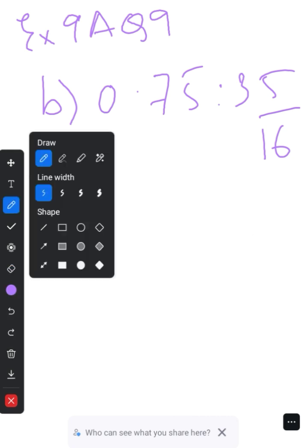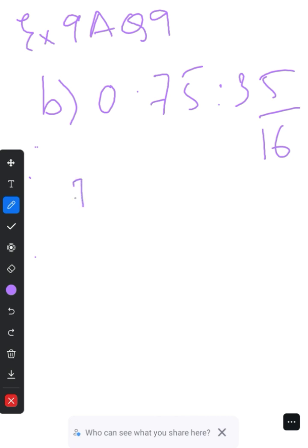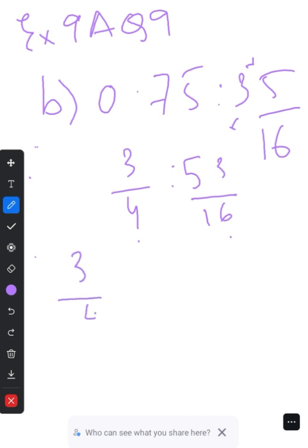Now I know that 75 upon 100, if I reduce it further with 5's table, I get as my answer 3 upon 4, right? So when I get my answer 3 upon 4, I can use that in place of 0.75. So 3 upon 4, and then 53 upon 16. Now I will take out the LCM of 4 and 16, which are the denominators. 3 upon 4 multiplied by 16 and 53 upon 16 multiplied by 16.